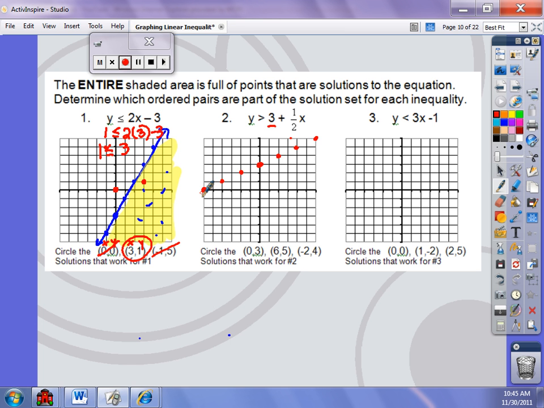Backtrack a little. Notice this one is a greater than. So that means it's going to be a dashed line instead of a solid line. And our shading is going to be, since it's greater than, we're going to shade above.